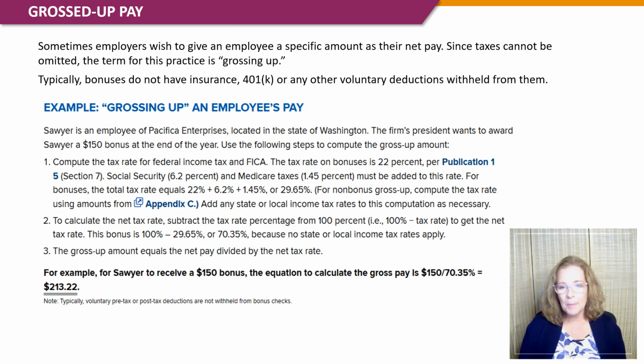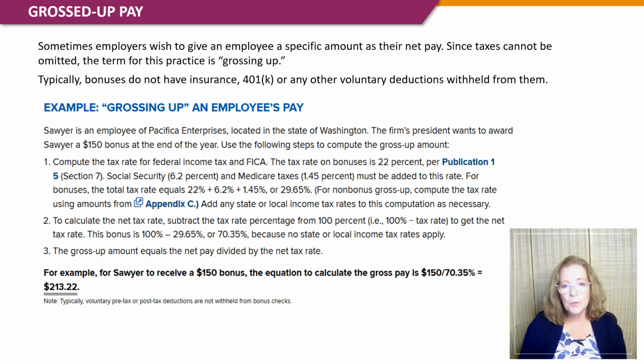There's still one other topic to cover, which is grossed up pay. Have you ever heard of grossed up pay? Well, sometimes employers want to give an employee a specific amount as their net pay. Since taxes cannot be omitted, the term for this practice is grossing up. This means that the pay is increased so that the effects of the deductions are part of the computation. The desired net pay is divided by 100% minus the total tax rate, which includes all government taxes.